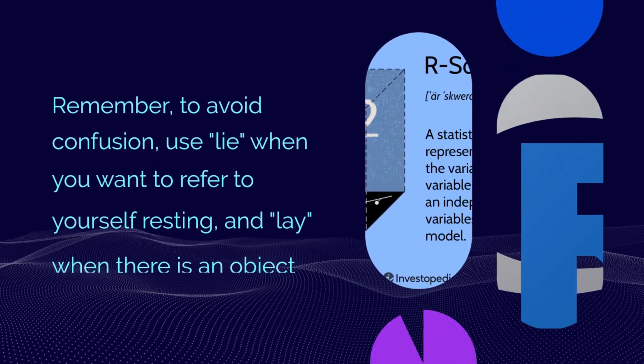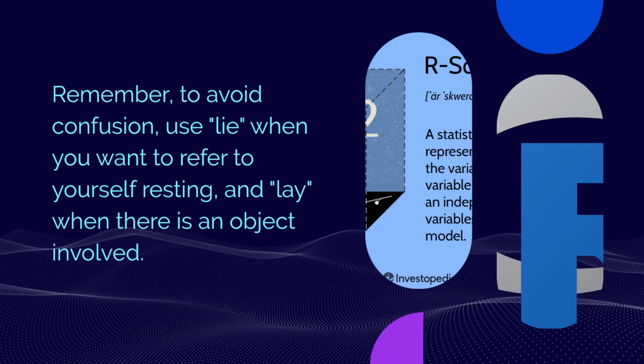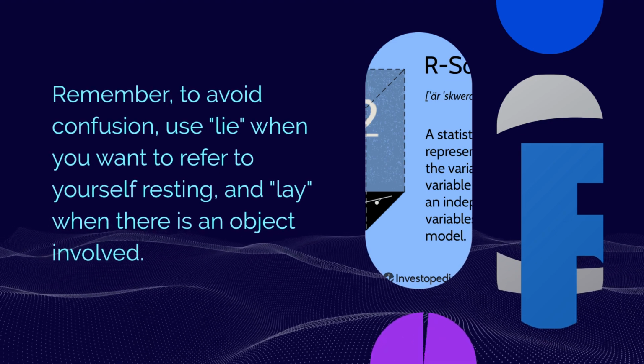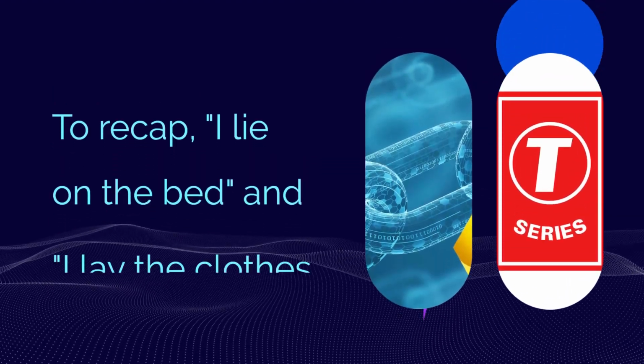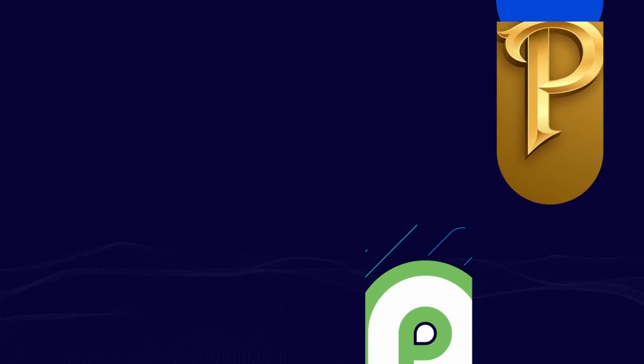Remember, to avoid confusion, use lie when you want to refer to yourself resting, and lay when there is an object involved. To recap, I lie on the bed, and I lay the clothes on the chair.